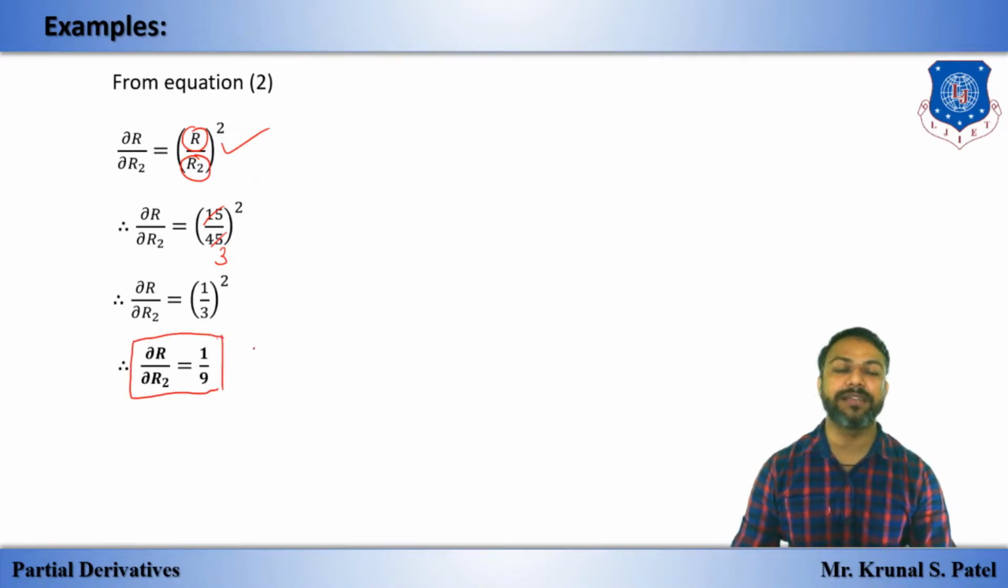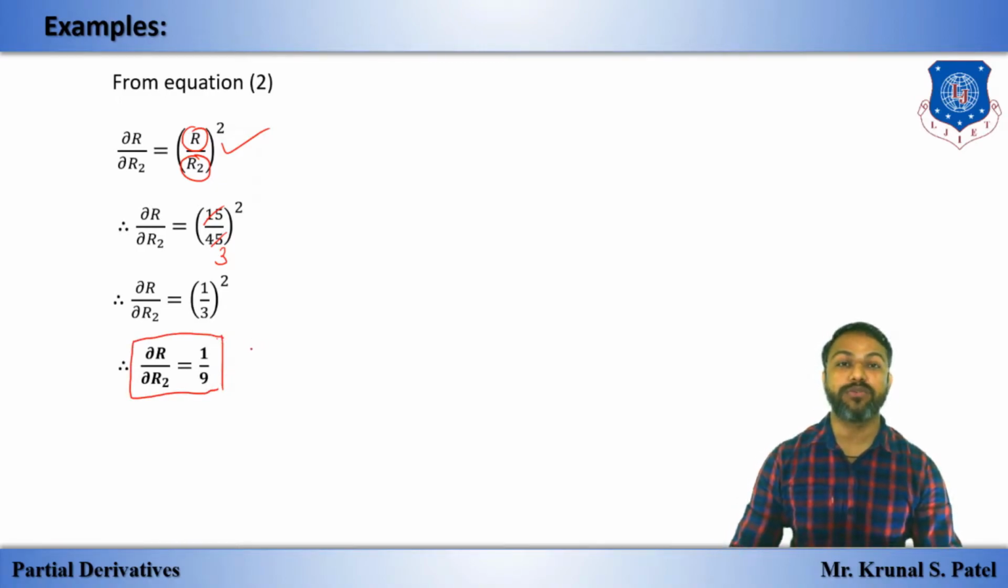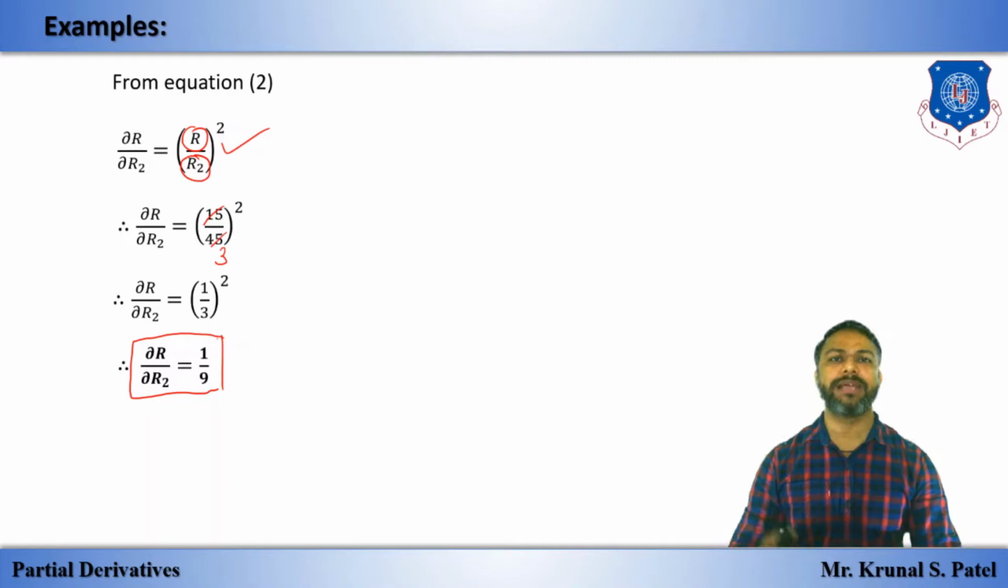So you have seen here how the examples from here onward are different from the previous lectures' examples. In the previous lecture we just took simple functions and differentiated with respect to x, with respect to y, with respect to z if three independent variables are given.